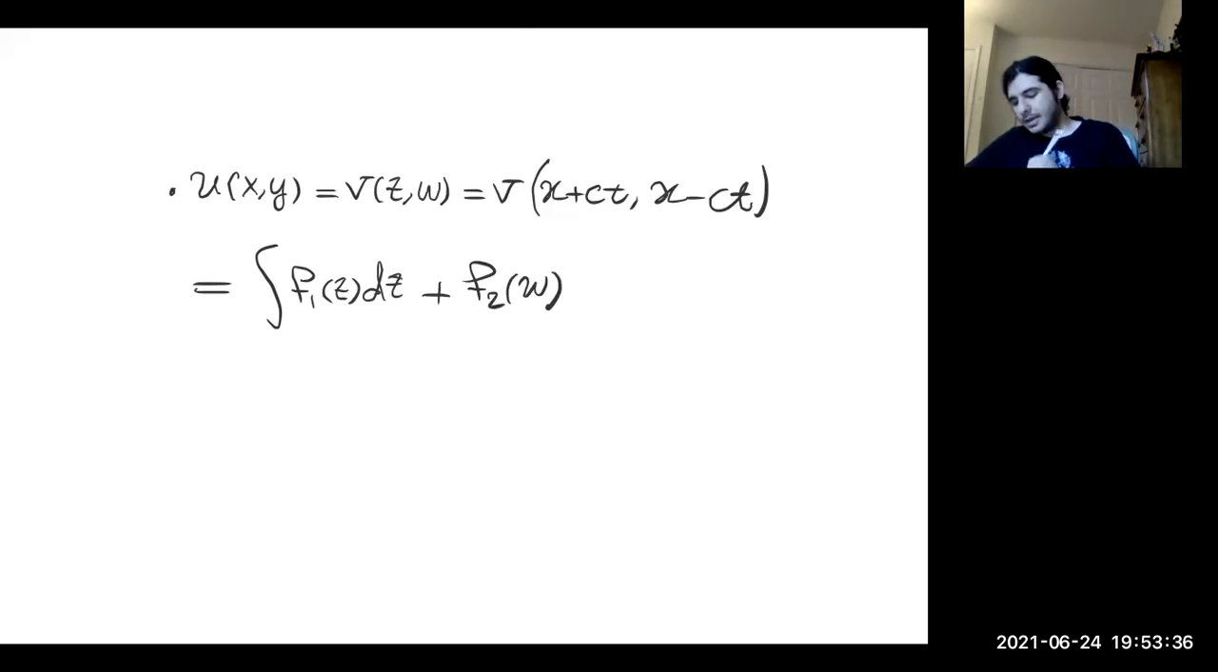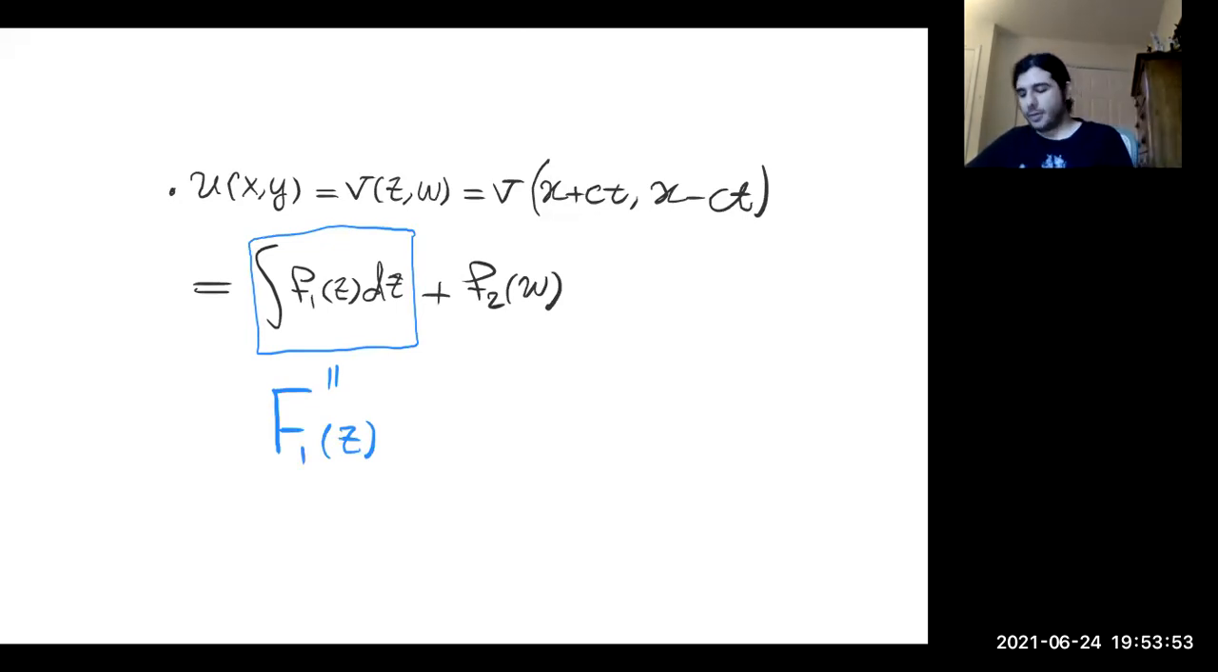So this thing in the blue box is only a function of z. Let's denote that with capital F1. Let's define capital F1 by this notation, because whatever this integral is, it's a function of z. Note that the z in dz is a dummy variable. It's not like we're integrating over z and getting rid of that. That part is something with variable z. So it is F1 of z plus f2 of w.